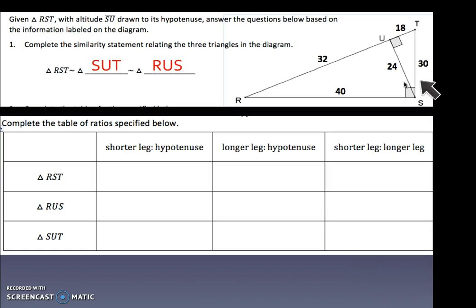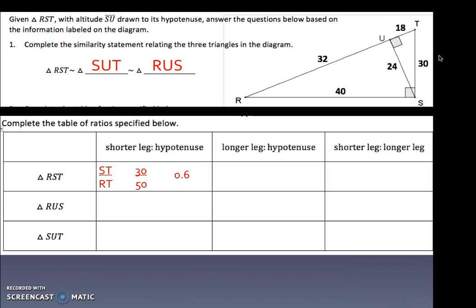And then the other one is going to be the little triangle that has a pointy corner down here at S, a right angle at U, and the other angle at T. So you can set up a whole table here of values. So we'll have the shorter leg to the hypotenuse for RST is going to be ST over RT, which is 30 over 50. And then when you calculate that, that's actually a value of 0.6 for your ratio.